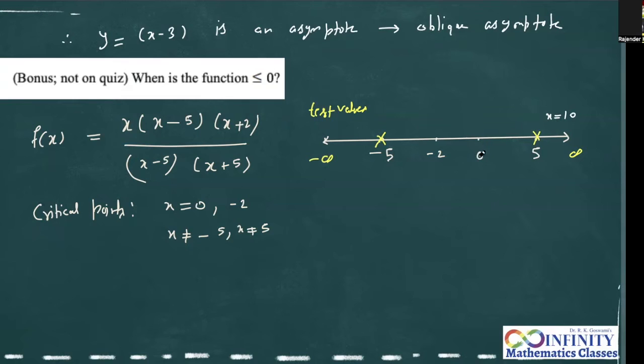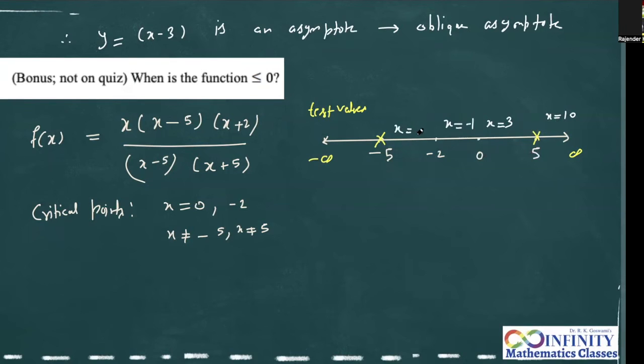From 0 to 5, can you please choose a test value? 1 or 3? We just take 3 there. From -2 to 0, choose a test value. -1. From -5 to -2, can you choose a test value here? -3. And from negative infinity to -5? -7. Okay.